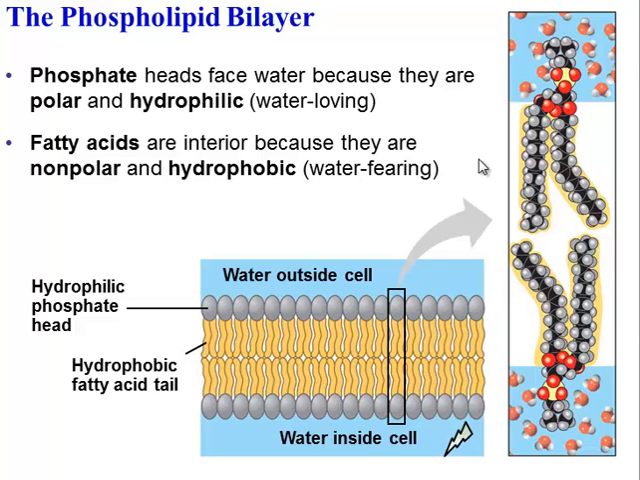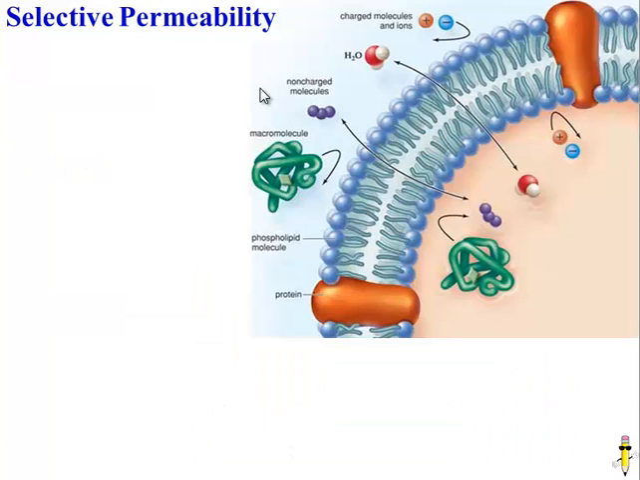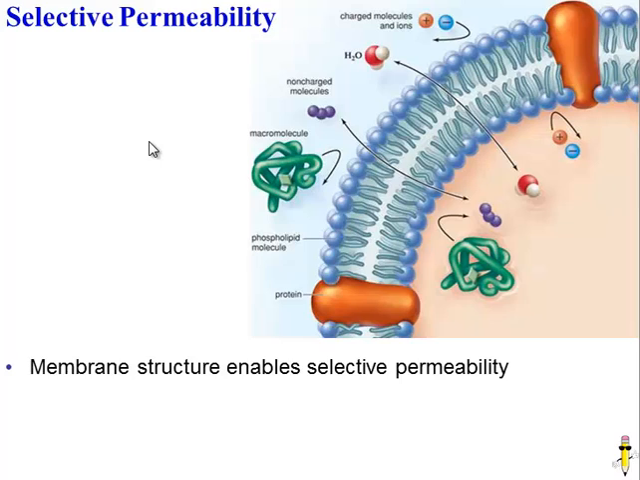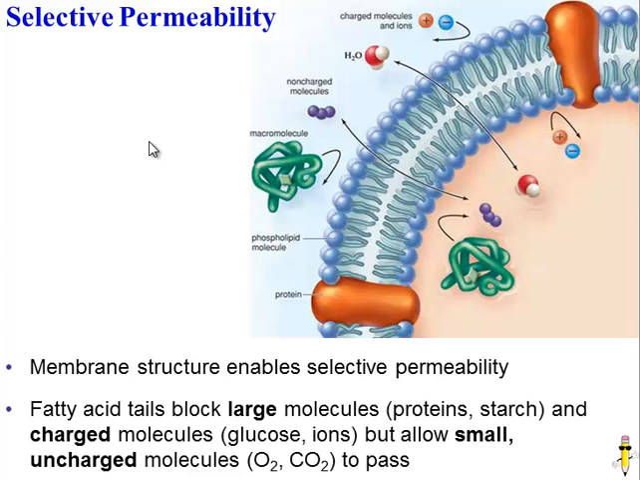Now, this feature helps the phospholipid bilayer be selectively permeable. And here's how it works. These fatty acid tails, because they're nonpolar, are going to block anything else that's polar or really big from entering the membrane. So here we've got some ions that are charged. The fatty acid tails don't like them, and so they block them. Meanwhile, we've got some big molecules. This could be a protein, and it's also too large to squeeze through the fatty acid bilayer.